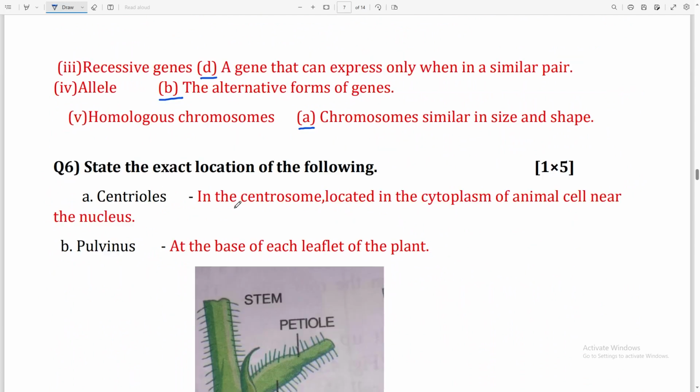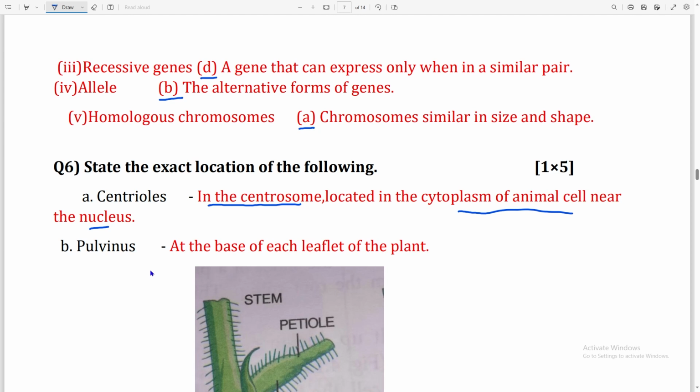State the exact location of the following. Centrioles in the centrosome. Where are the centrioles located? Centrioles are located in the centrosome. You have to write the centrosome. Located in the cytoplasm of animal cell near the nucleus. If you write only located in the cytoplasm, that is not the appropriate answer. So you have to write in the centrosome.